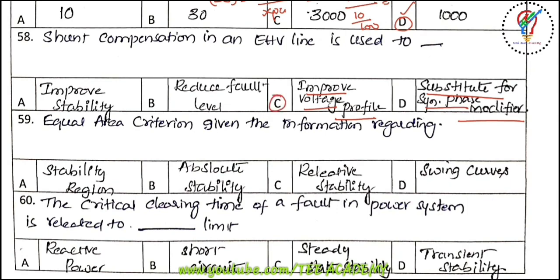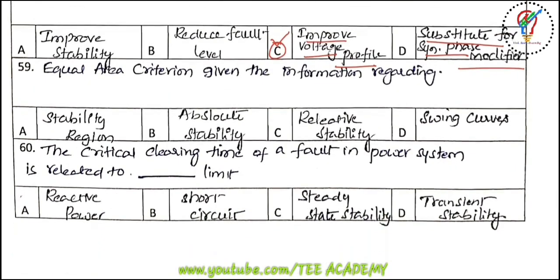The correct option is C. And next one, the equal area criteria. The equal area criteria will give the information regarding the stability region, absolute stability, relative stability, swing curves. The correct option for this question is that it is going to provide the stability regions.